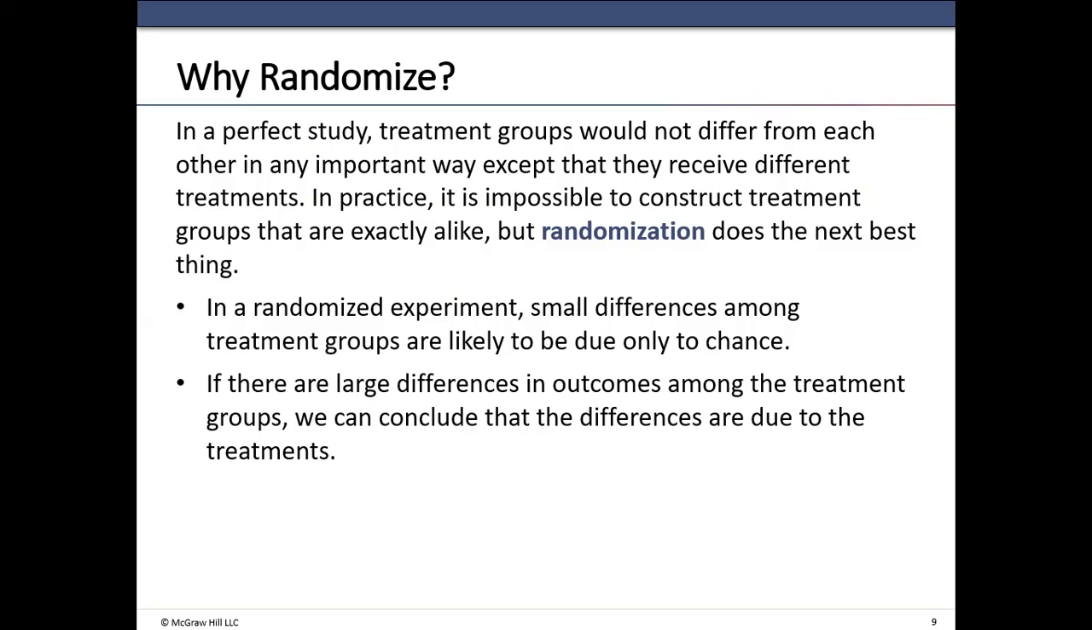In a randomized experiment, small differences among treatment groups are likely due to chance only. If there are large differences in outcomes among treatment groups, we can conclude that the differences are due to the treatments.